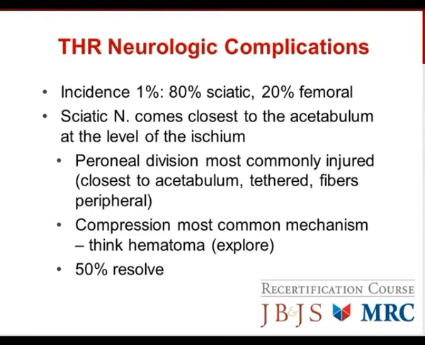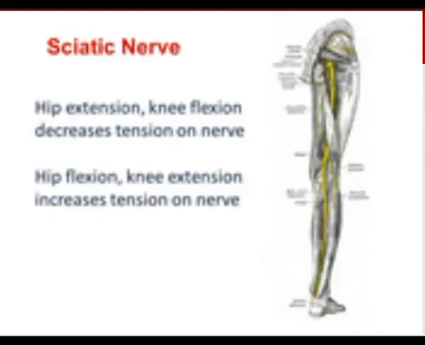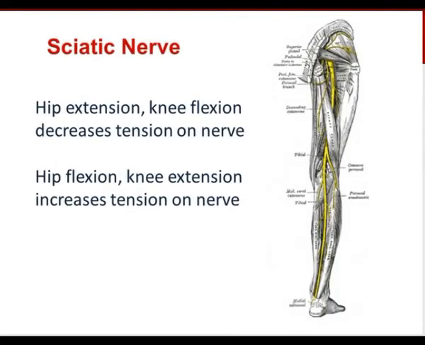50% of neurologic complications resolve. Hip extension and knee flexion decreases tension on the nerve. It's important to understand why that's the case. The converse is true as well, of course. If you have a patient who has sciatic nerve palsy, you want to decrease tension on the nerve.